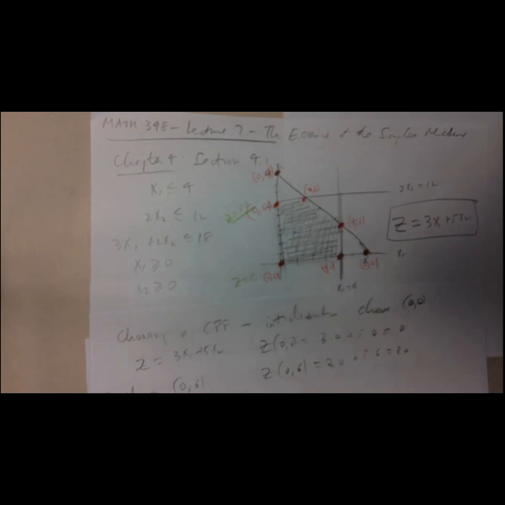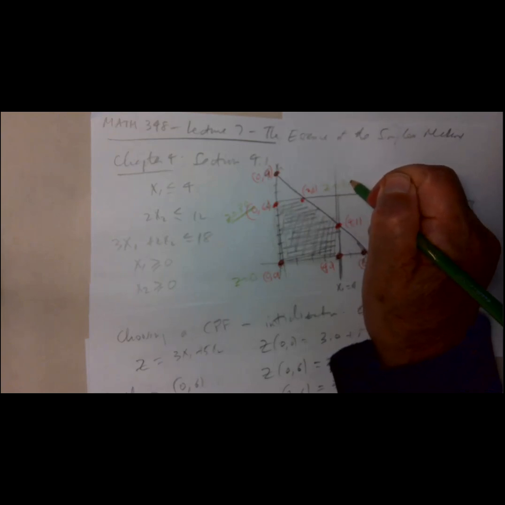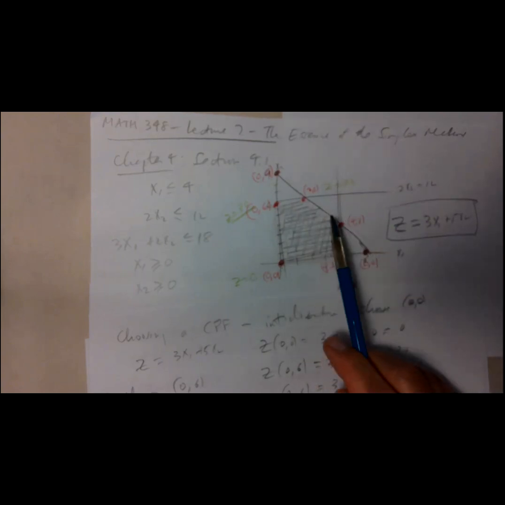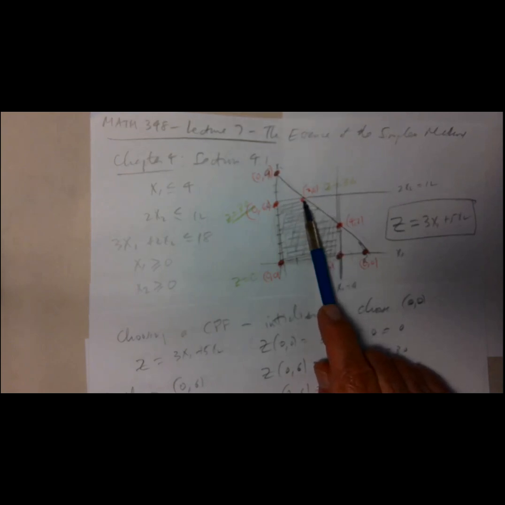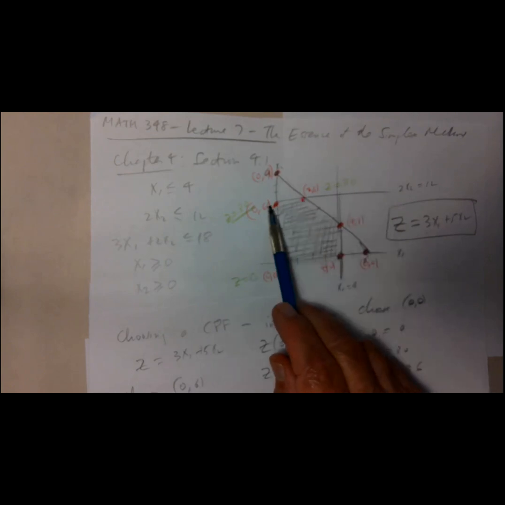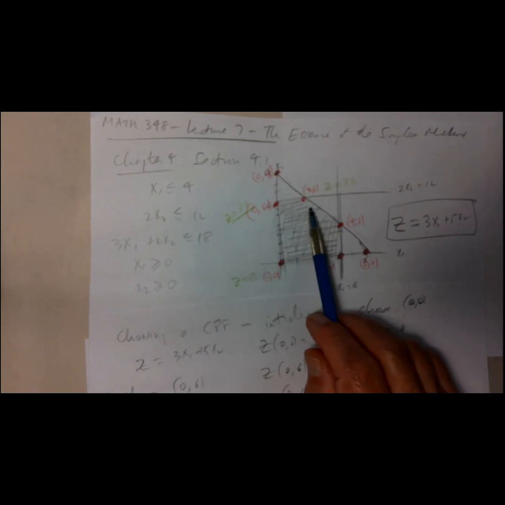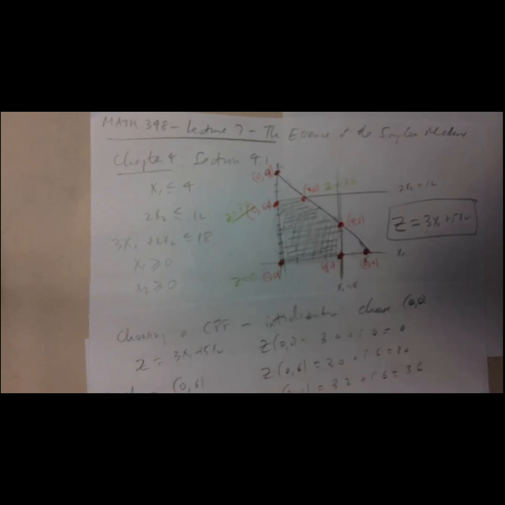So let's choose next the point (2, 6). Z at (2, 6) is 3 times 2 plus 5 times 6, which is 36. Okay, it's bigger. So here you are at this point, (2, 6). What are the two adjacent points? Well, these two are adjacent and these two are adjacent. The only other adjacent point you could look at is (4, 3). So choose (4, 3). Z at (4, 3) is 3 times 4 plus 5 times 3. 12 plus 15 is 27.